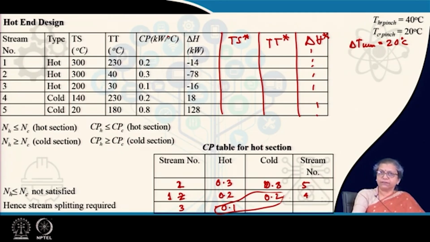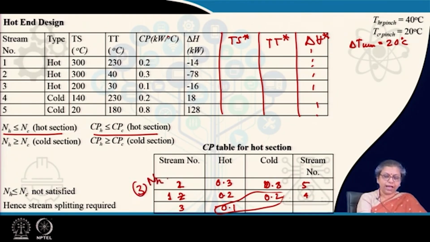What are the things that we have to comply? We are just talking about the hot section. So, this is one criterion, this is the other criterion. This criterion, more or less, is being complied. What about this criterion, where the number of hot streams has to be either less than or equal to the number of cold streams? In the previous problem, NH was equal to NC, fine. In this case, you actually have 3 hot streams and 2 cold streams, NC. So, this particular criterion is not being complied, it is not satisfied.